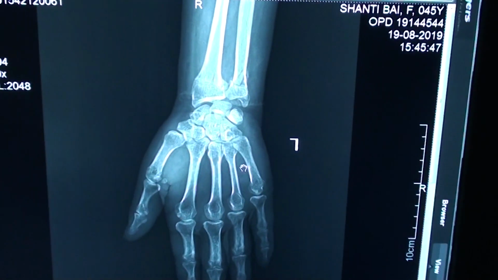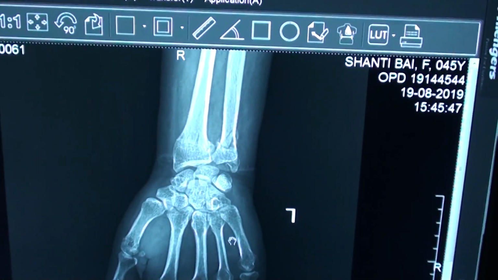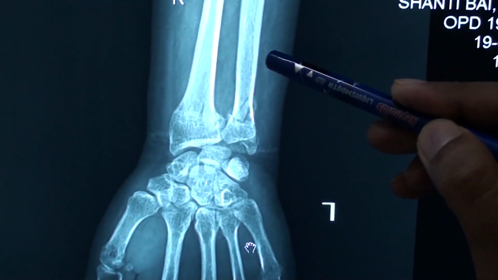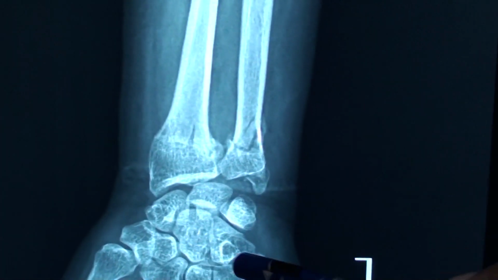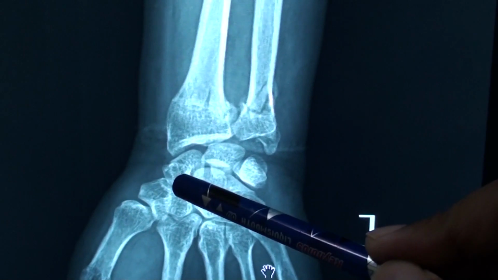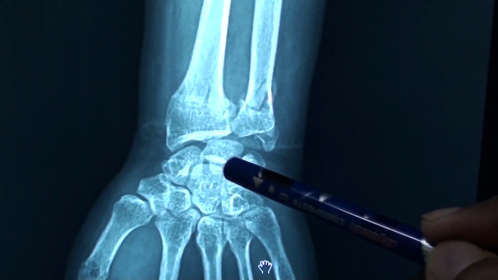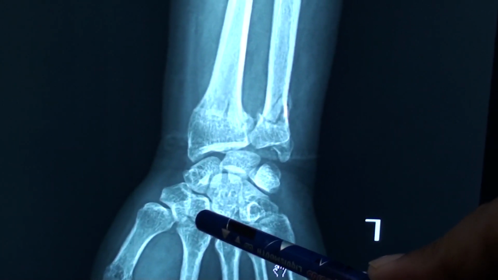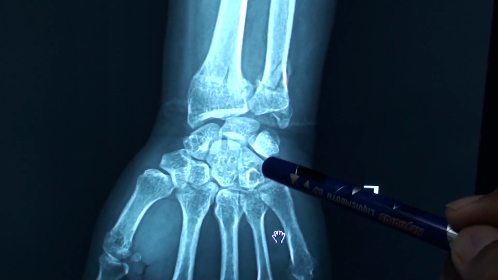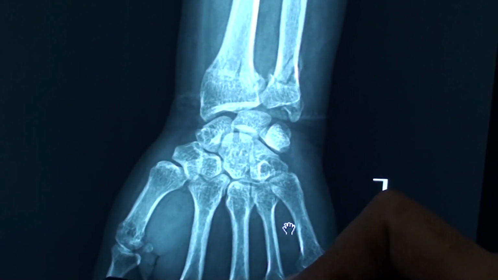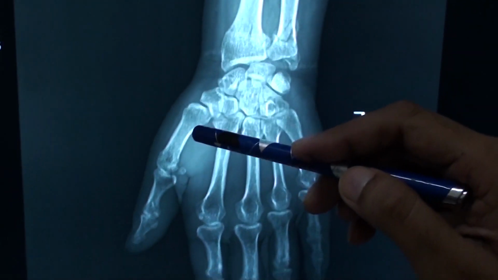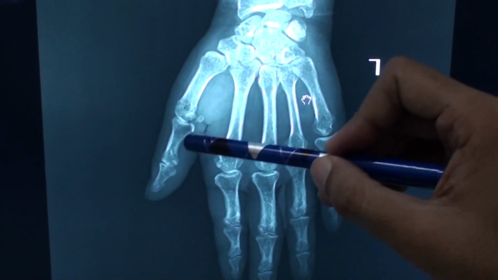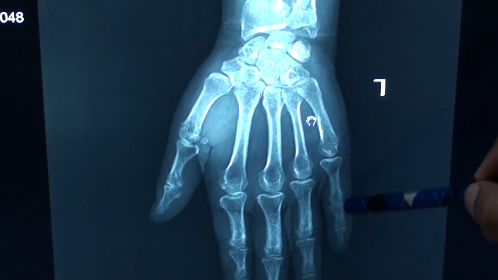This is X-ray of the wrist with hand, anterior posterior view. You can see the bones of the forearm. This is radius, this is ulna, and then you have two rows of the carpal bones, proximal row and distal row. In the proximal row you have scaphoid, lunate, triquetral and pisiform. Overlapping is pisiform. Then you have trapezium, trapezoid, capitate and hamate in the distal row. These are the metacarpal bones. These are the phalanges of the finger. So metacarpals you count from thumb 1, 2, 3, 4 and 5. And then phalanges, you have 2 phalanges in the thumb and 3 phalanges each in the fingers.